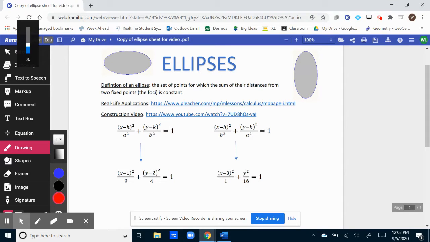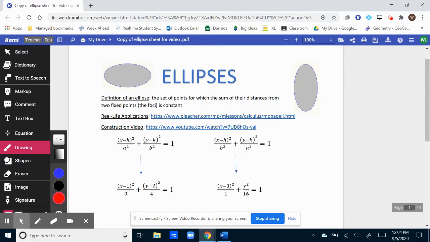Hey guys, so today we're going to look at ellipses, which is our first conic section. You might look at a picture of an ellipse here and say, oh, it's an oval, but there is more to it than that. The definition of an ellipse is the set of points for which the sum of their distances from two fixed points, called the foci or focal points, is constant.